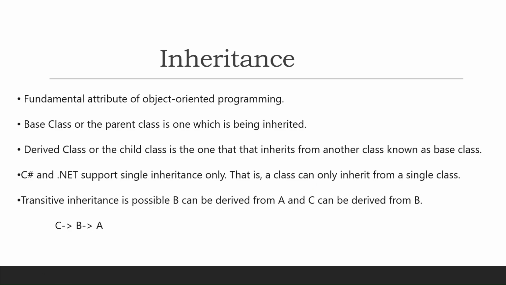C Sharp and .NET support single inheritance only. That's a very important aspect of inheritance with C Sharp and .NET, that it supports single inheritance only. A single derived class can have just one parent class. So it cannot have multiple parent classes. Although we have transitive inheritance, in that suppose there is a class B that is derived from class A. Similarly, C can derive from B. So A is the parent of B and B could be the parent of C.